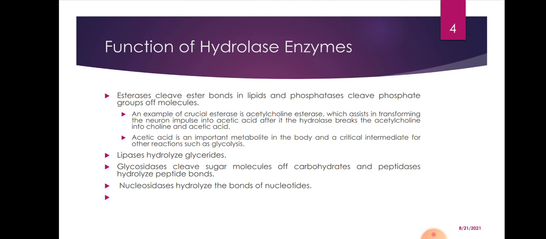Function of hydrolase enzymes: esterases cleave ester bonds in lipids and phosphatases cleave phosphate groups of molecules. An example of crucial esterases is acetylcholinesterase, which assists in transforming the neuron impulse into acetic acid after it is hydrolyzed. It breaks acetylcholine into choline and acetic acid. Acetic acid is an important molecule in the body and a critical intermediate for other reactions such as glycolysis.